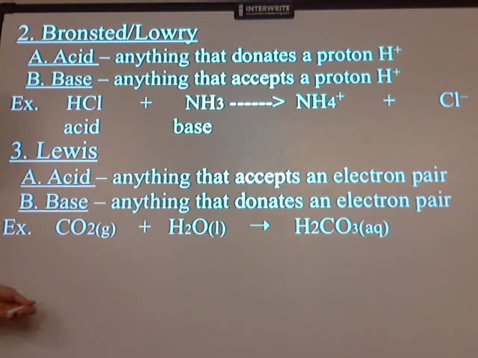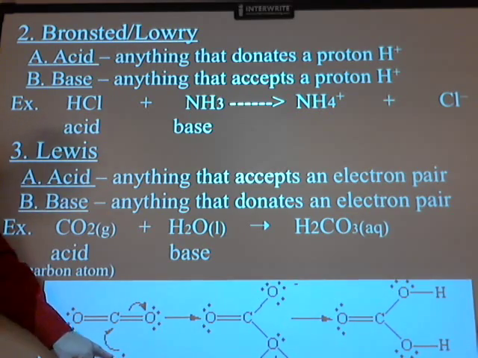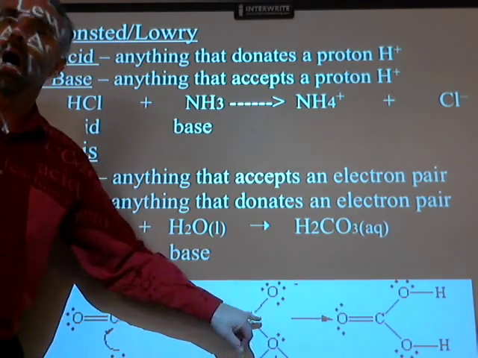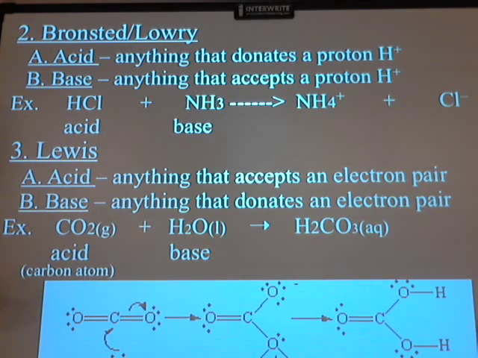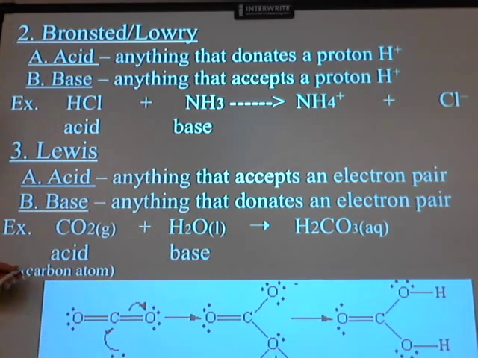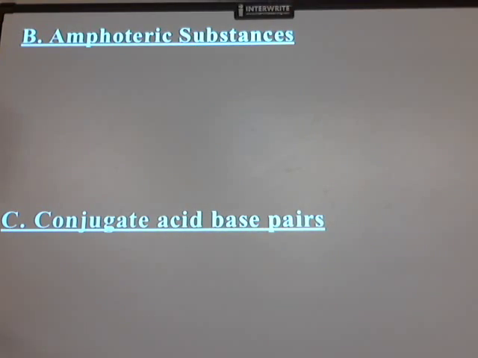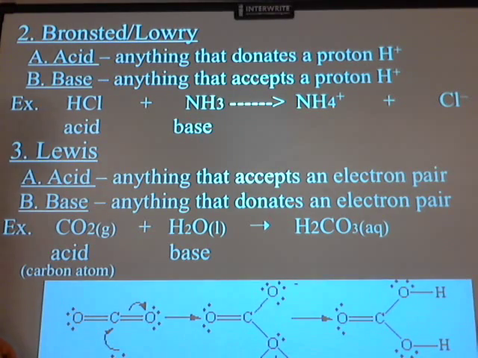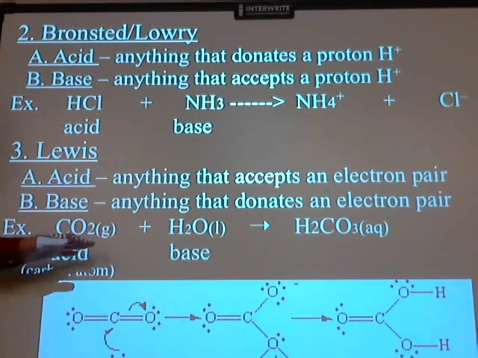But if you drew out the electron dot notation, like I'm going to show you, like it's drawn for you here, you'll see that the carbon atom is actually accepting electrons from the water. I'm going to draw another example of this in a few minutes when we practice these. Okay. So carbon accepts an electron pair. Sorry, I'm backwards. If he's accepting an electron pair, that makes him an acid. If he's donating an electron pair, it makes him a base.